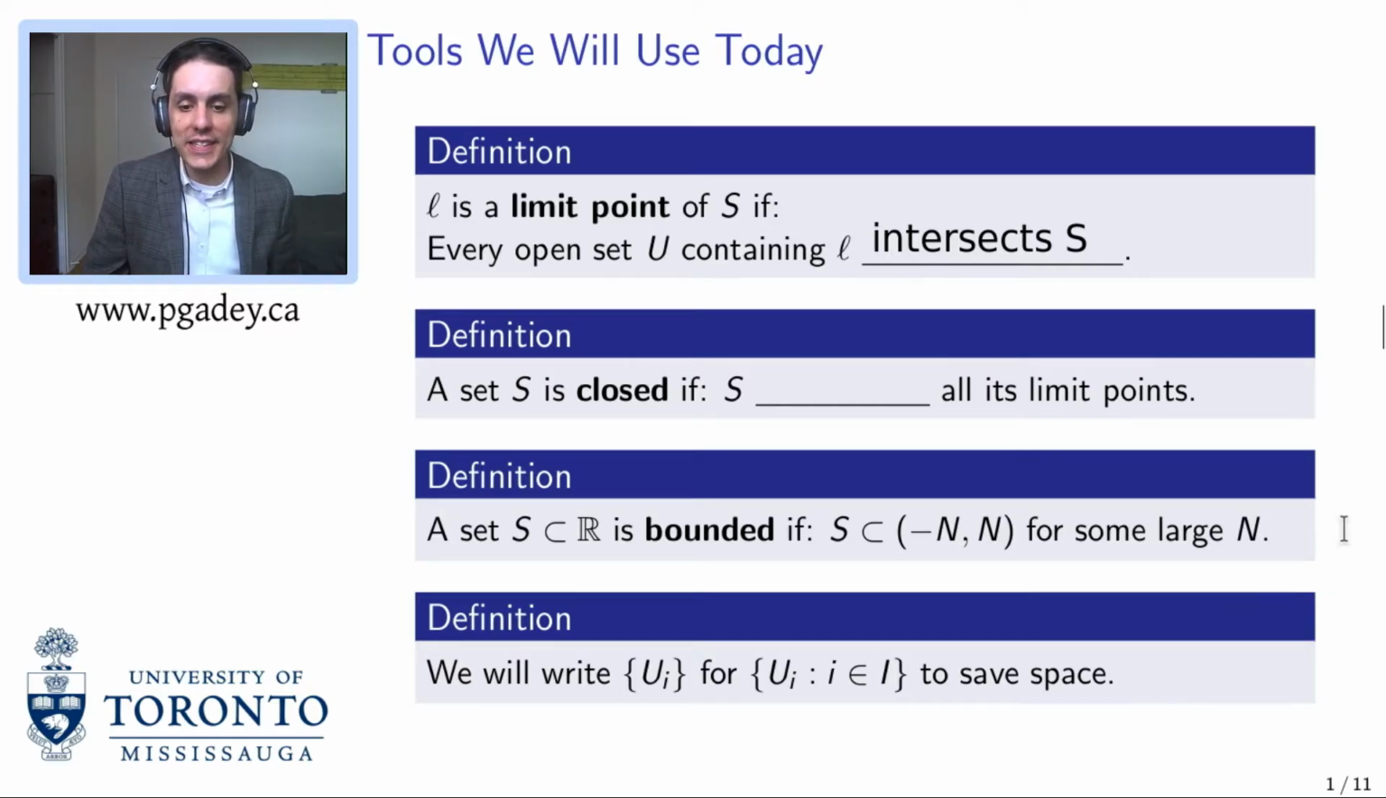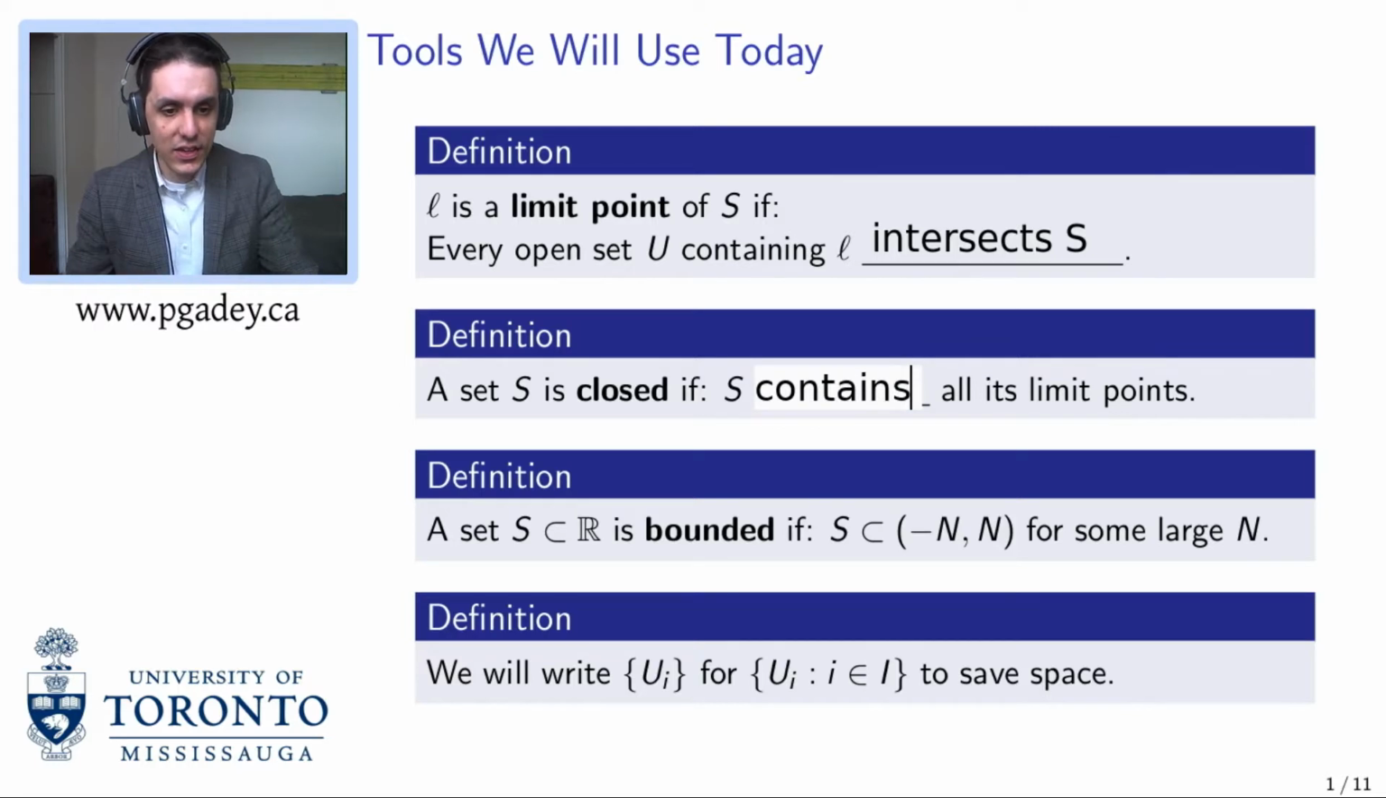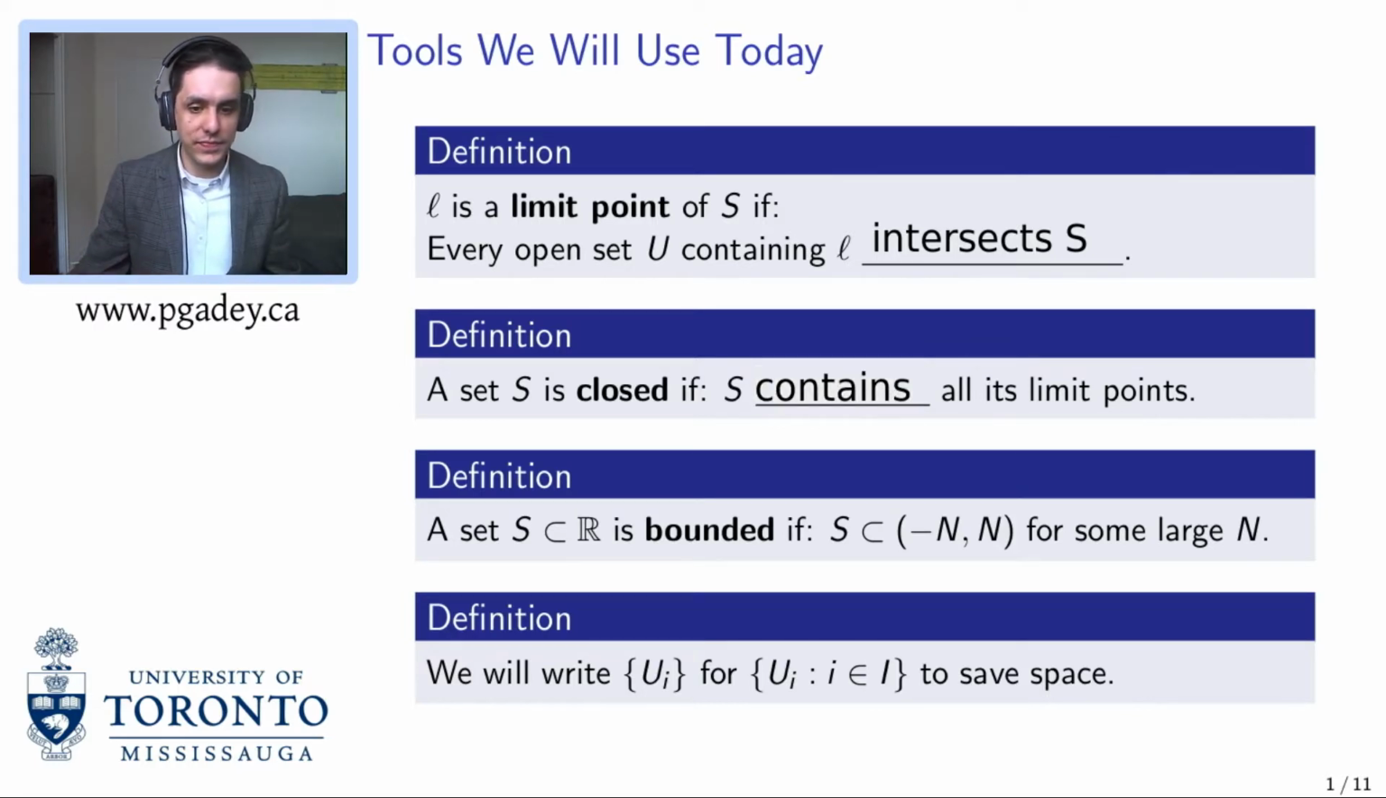A set S is closed if S does what to all its limit points? We say that a set S is closed if S contains all its limit points. A set is bounded if it is contained in negative n to n for some very large n.